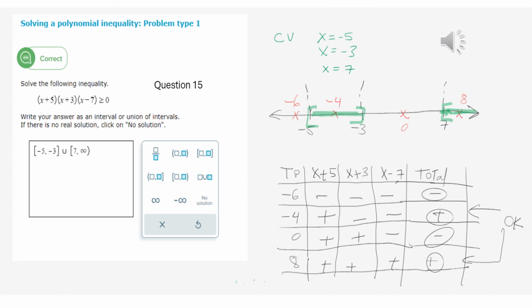Now the endpoints are extremely important. Now the endpoint depends on the inequality. Our inequality is a combination of inequality and equation, so it's greater than or equal. So now the endpoints are included inside the solution. So bracket -5, -3 bracket, union bracket 7, infinity parenthesis.